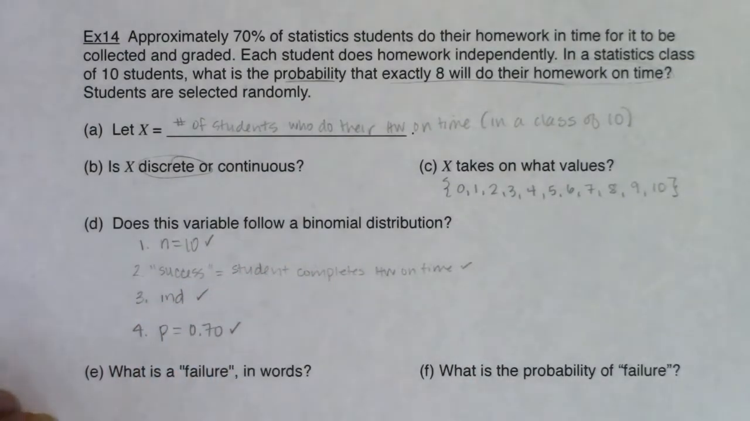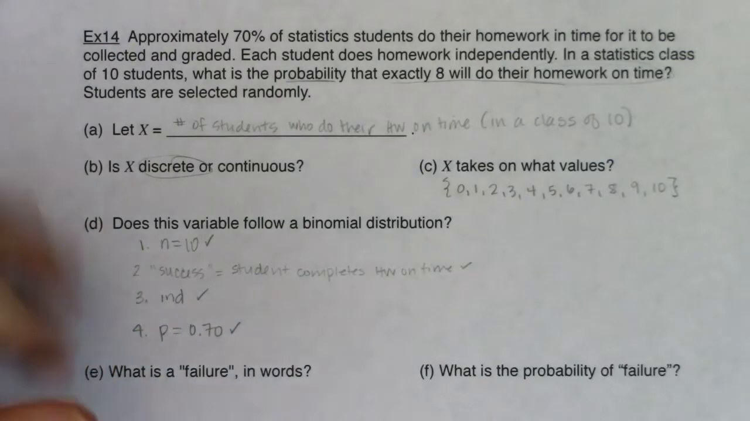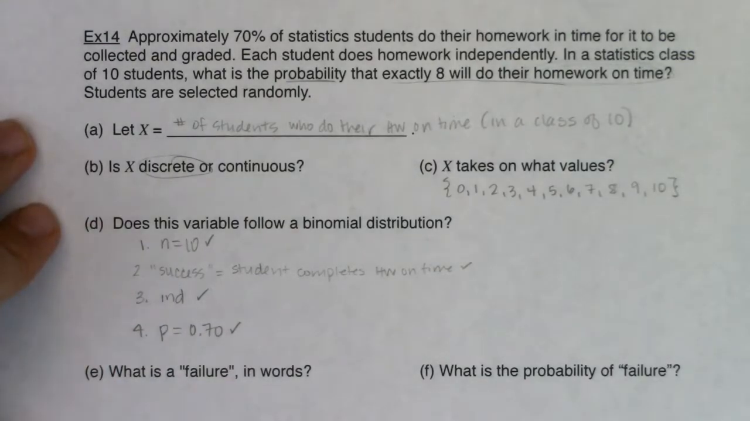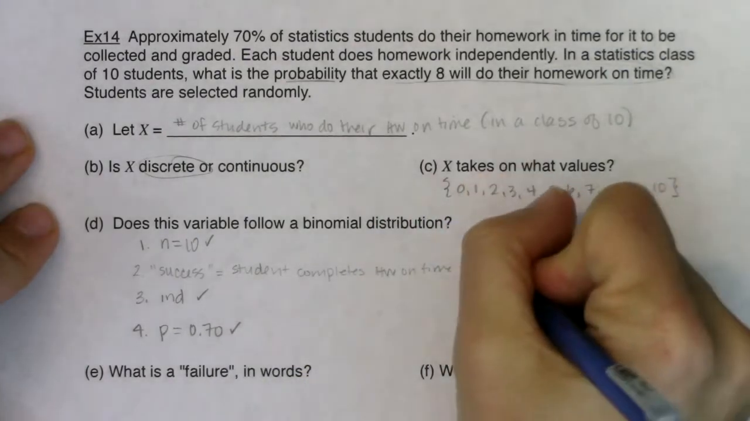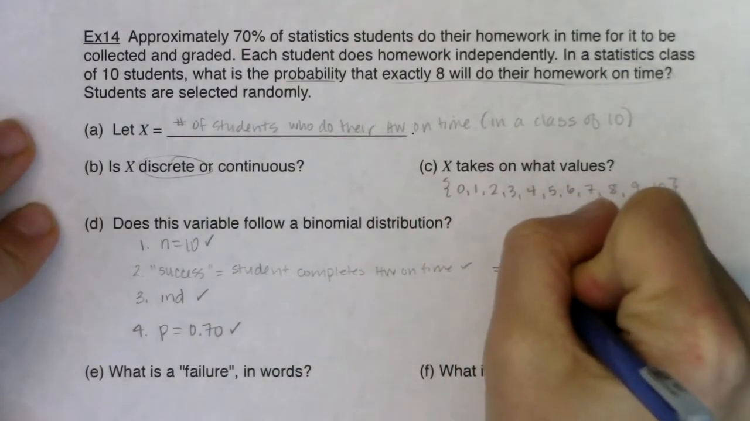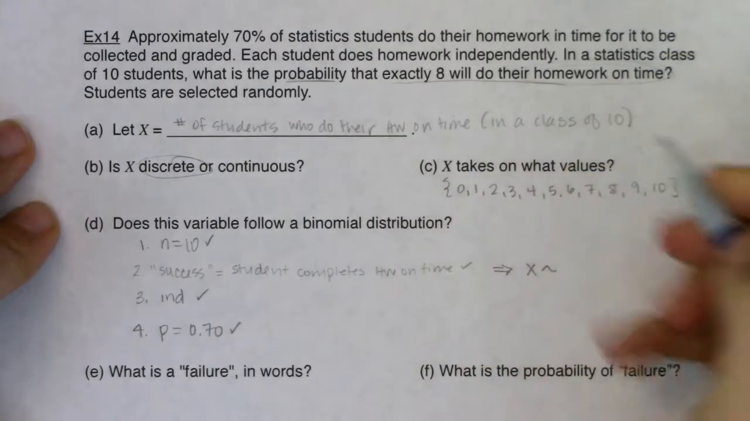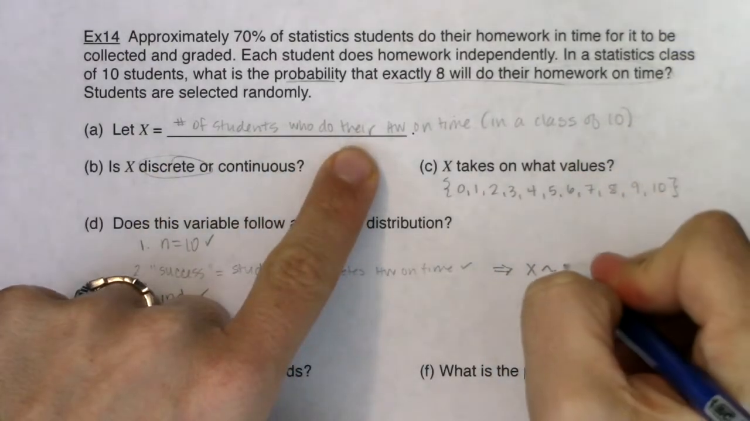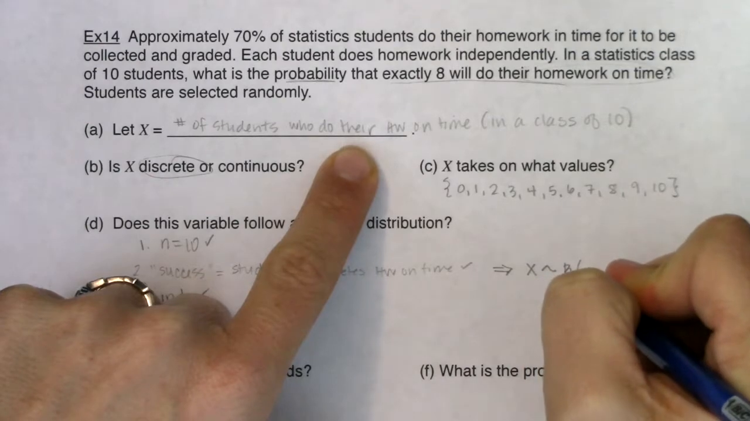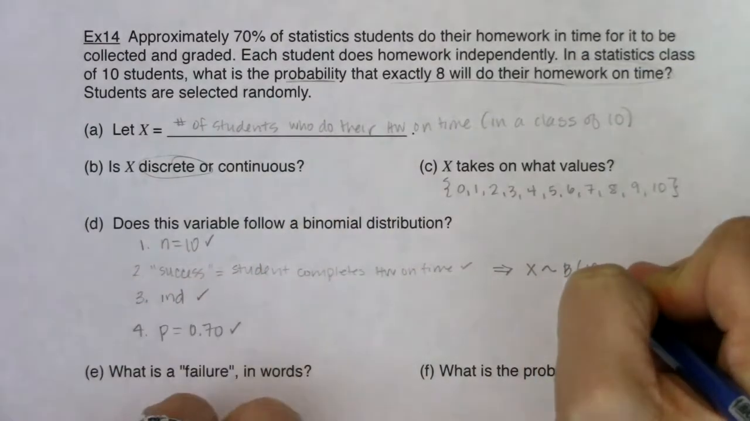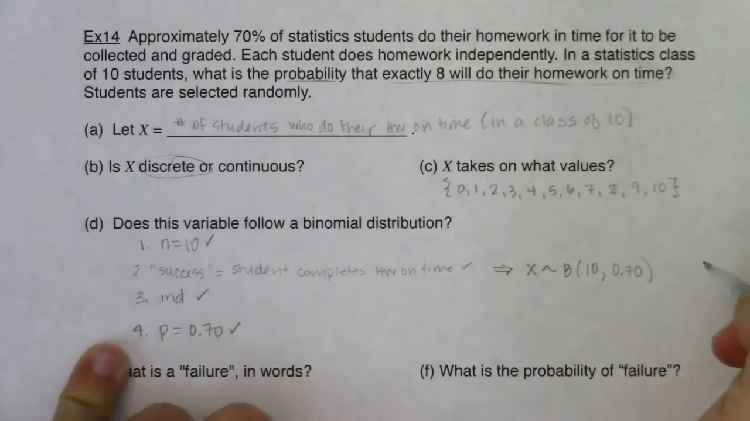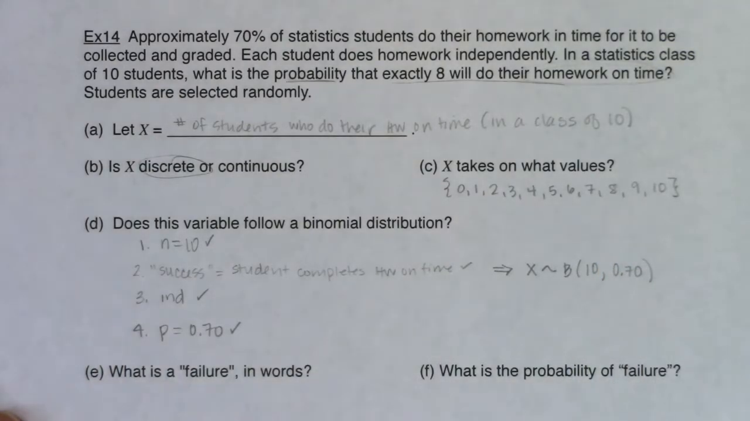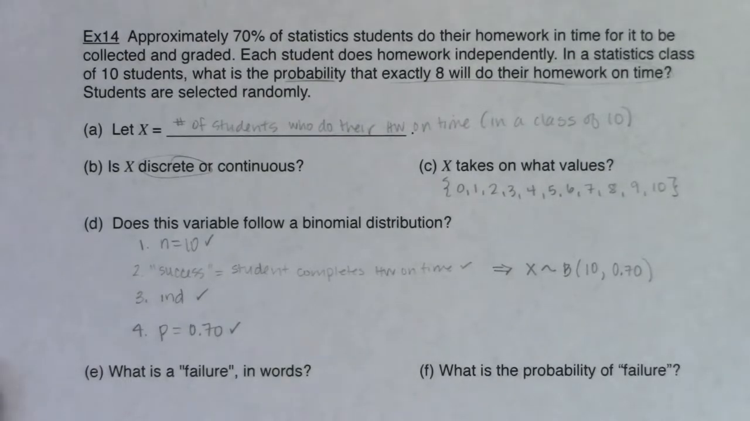So as I look through this, I've hit all four properties of being in a binomial distribution. You breathe a slight sigh of relief because you're not going to be making a giant table and you're not going to be making a giant tree diagram. All you have to say is X squiggles, so the number of students who do their homework on time is binomially distributed. I'm going to talk to 10 students, and the probability of success that any one student does their homework is 70%.